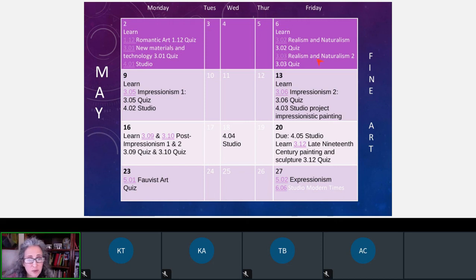And so if you want me to review any of these, there's the 3.02 quiz, 3.03 quiz, 3.05 quiz, which now, so we went from romantic art to realism and naturalism, and to impressionism, which is that funny transition from everything looking from the everyday people picking eggs and setting tables, but in a realistic way.